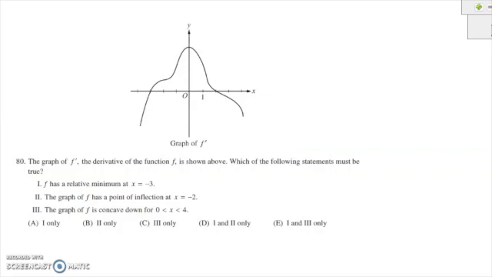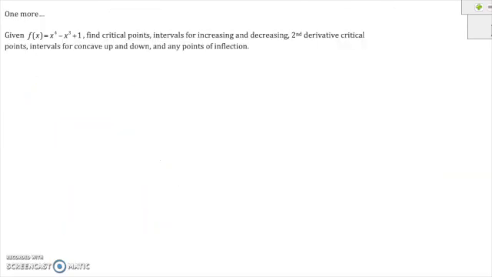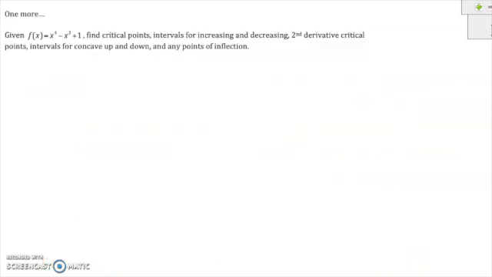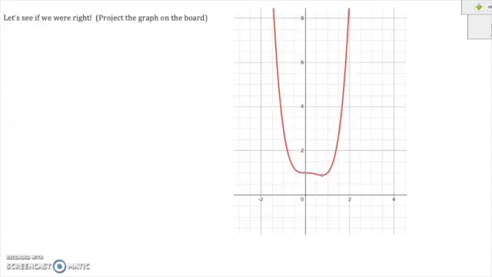So let's go back and look. Which is the one I skipped? This one. So find the critical points, intervals for increasing, decreasing, second derivative critical points, intervals for concave up and concave down, and any points of inflection. And then I want you to try these four, is it four? Yeah, these 4 multiple choice questions.